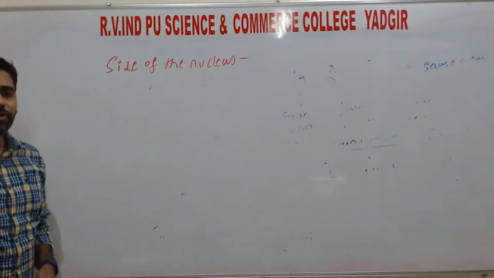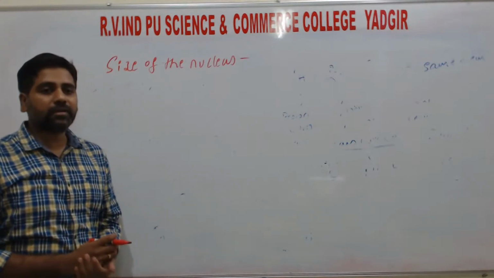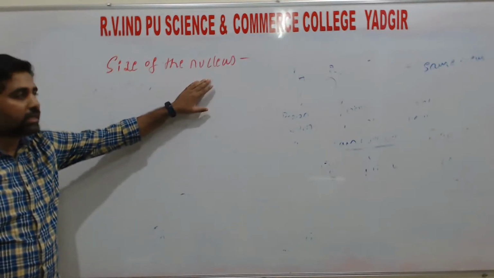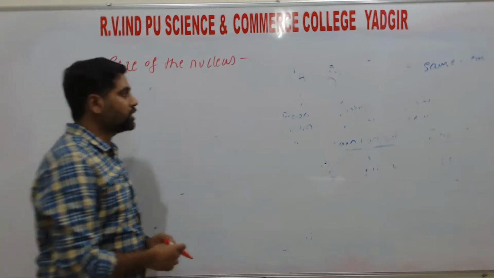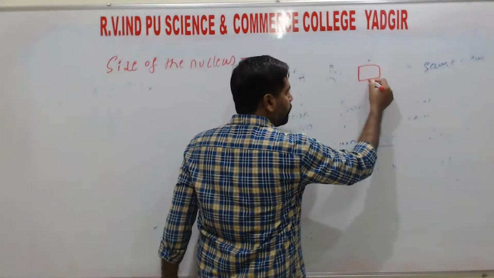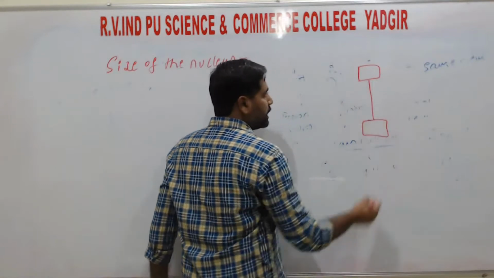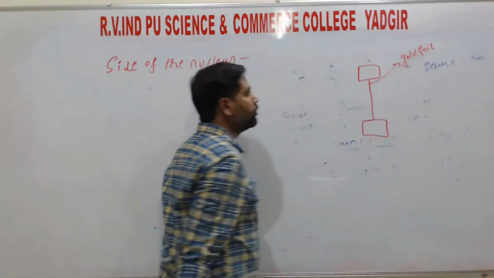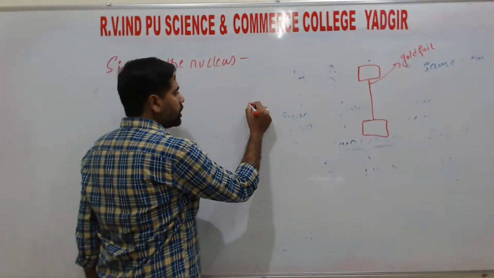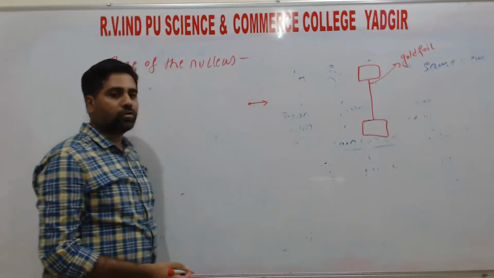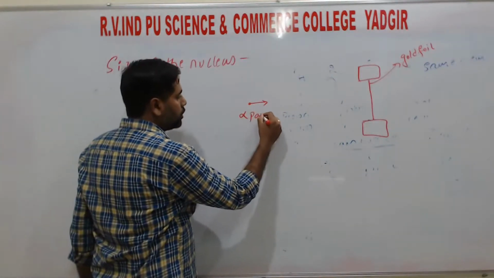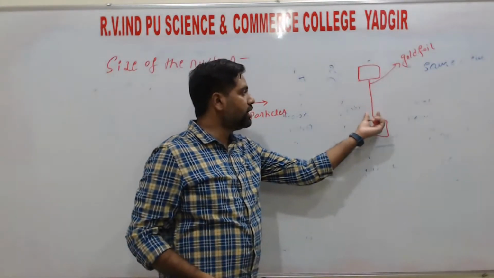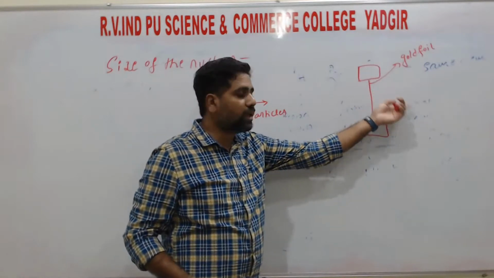So, size of the nucleus. In the last chapter we discussed the Rutherford alpha scattering experiment. He determined the size of the nucleus by conducting the experiment. Which one is that? The alpha particle scattering experiment. In that he considered one thin sheet, that is gold foil, and alpha particles coming from a radioactive source. When these alpha particles strike the gold foil, scattering takes place in all directions.